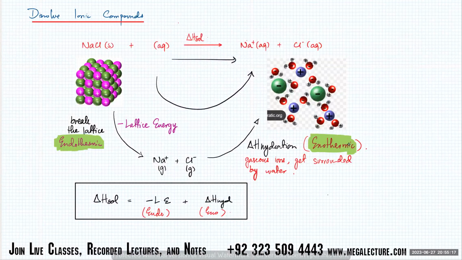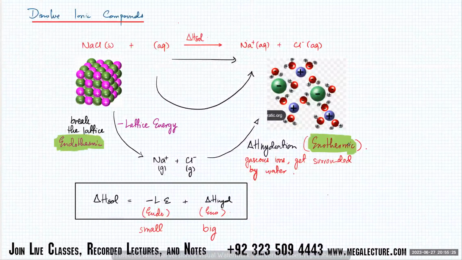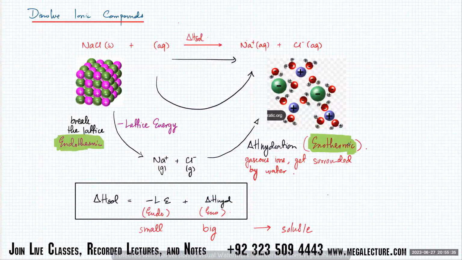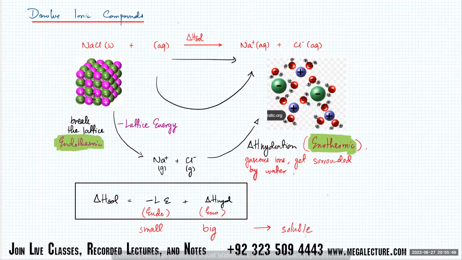So if this is small and if this is big, then that means the substance is going to be very soluble. This indicates that the substance is more likely to dissolve very easily. Vice versa, if you've got a very strong lattice, marble doesn't dissolve. Marble is calcium carbonate, it's an ionic compound, very hard to dissolve. So why? Because probably its lattice is very strong, so the lattice energy, the amount of energy required to break the lattice, that's very big.